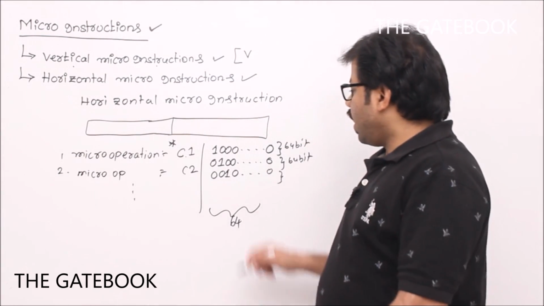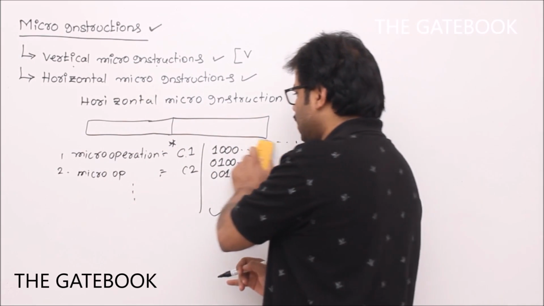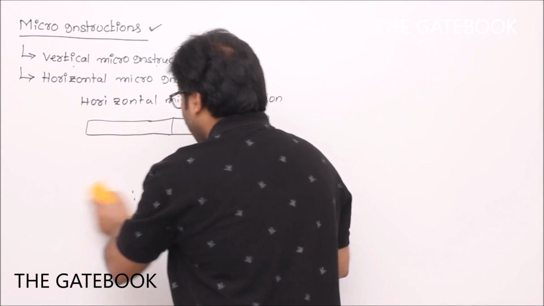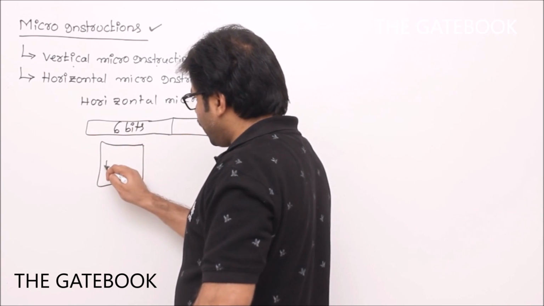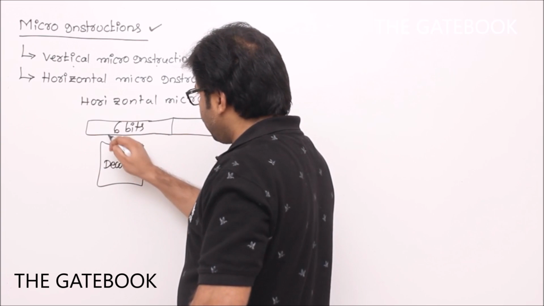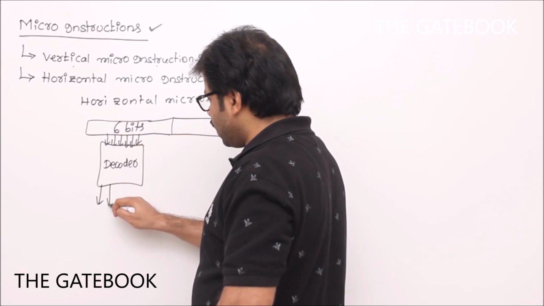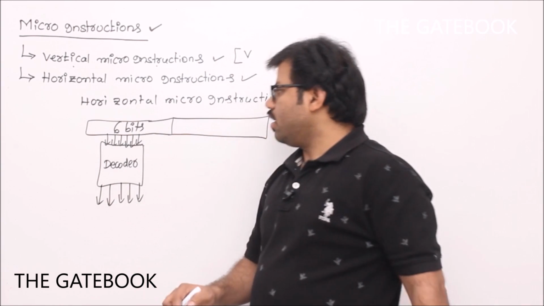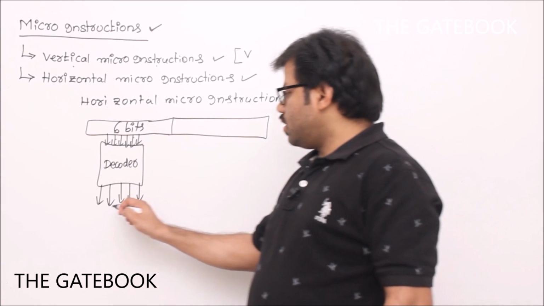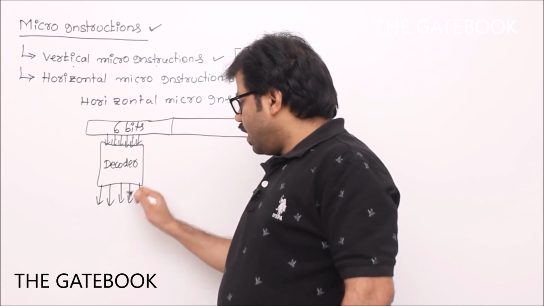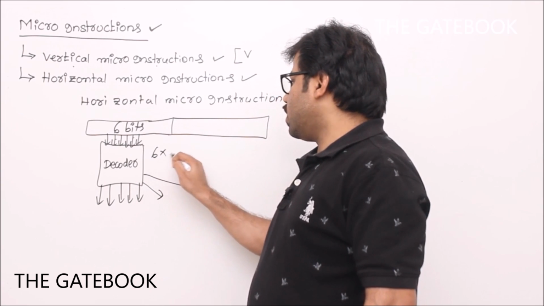Then what we do is, rather than using 64 bits like horizontal micro instruction, we can do some optimization here. What is that optimization? Only use 6 bits. Now use a decoder, and in digital you have studied decoder. This decoder can take 6 bits as input and generate one of the 64 patterns. If you give a 6-bit input, it can generate 64 different signals. So we can say it is a 6 to 64 decoder.